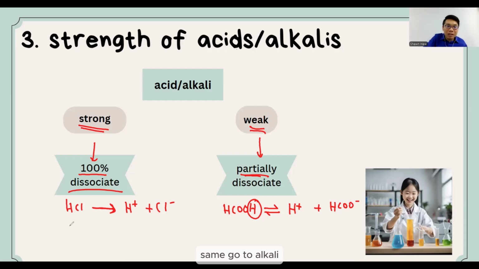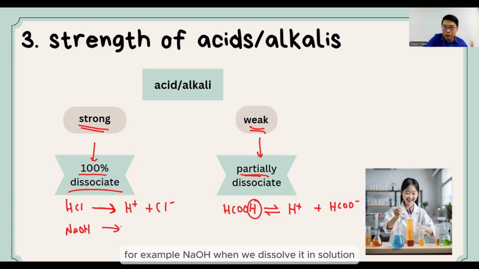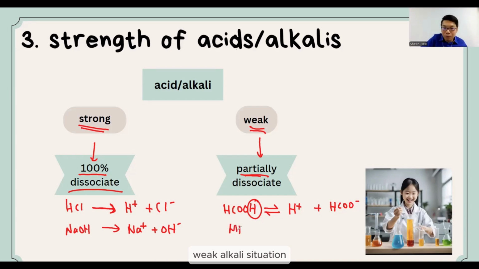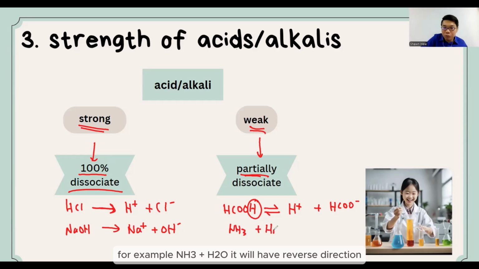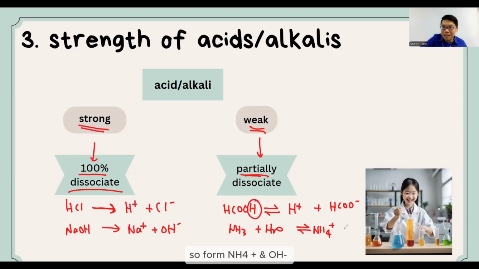Same goes for alkali. For example, NaOH, when we dissolve it in solution, it will fully form Na+ and OH-. Then how about the partially dissociated weak alkali situation? For example, NH3 plus H2O, it will have a reverse direction, so it will form NH4+ and OH-.